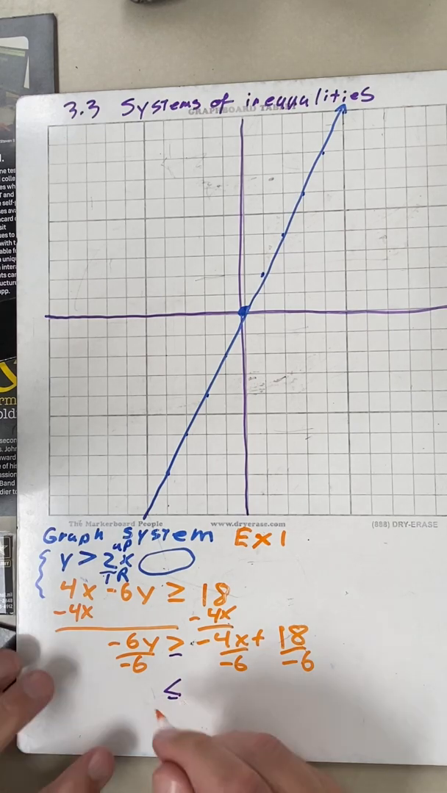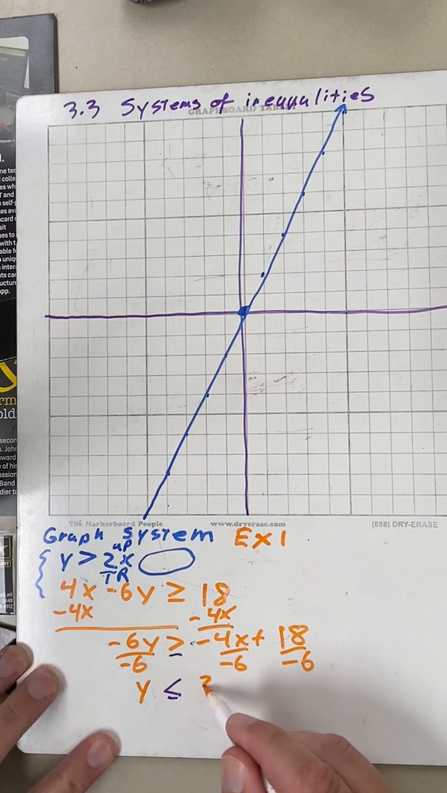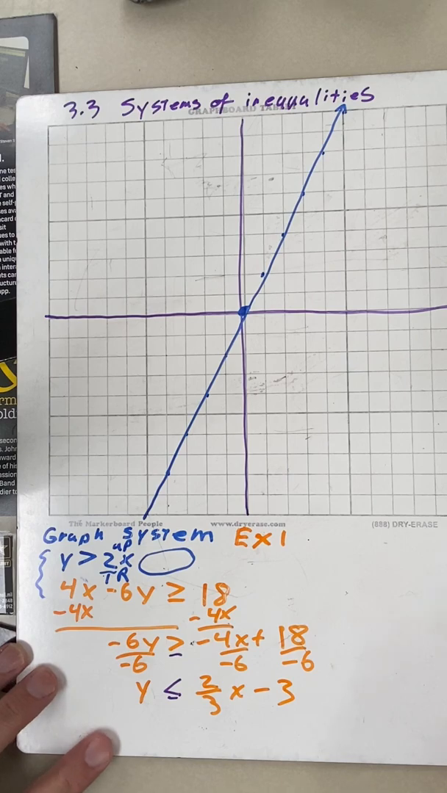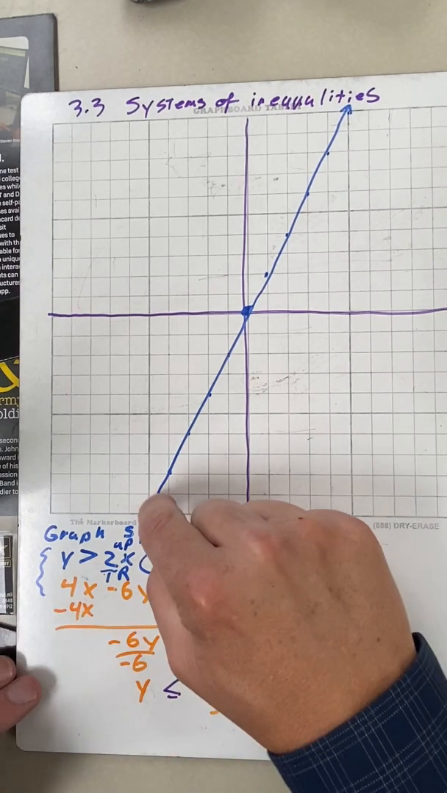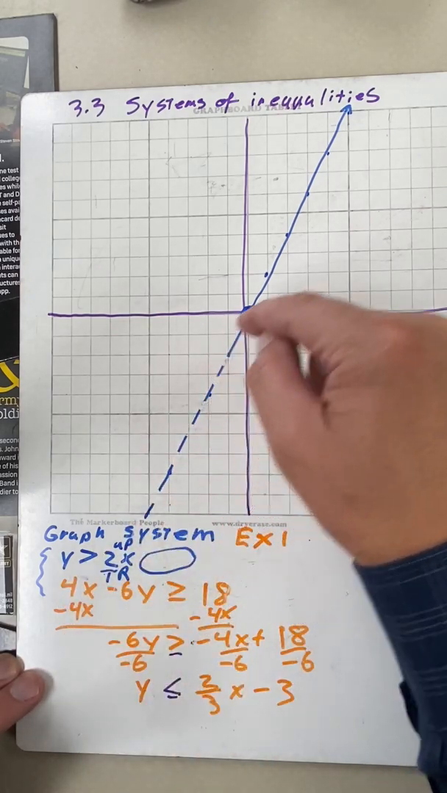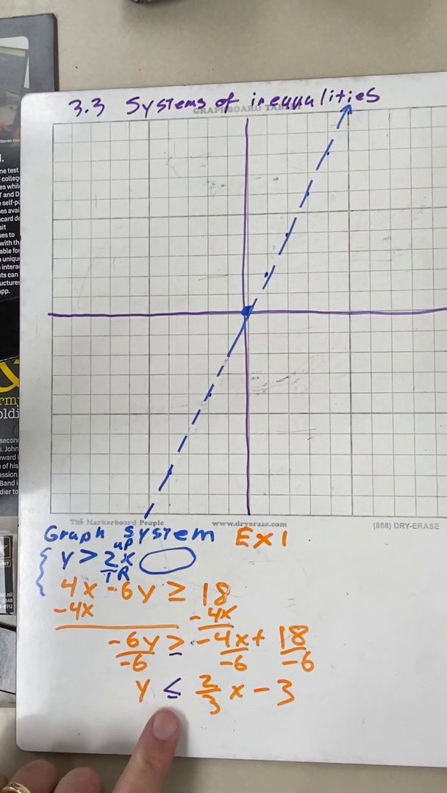My final answer now will be y is less than or equal to, -6 is canceled, negatives will cancel over here, and 4 over 6 will reduce to 2/3. Positive 18 and -6 will simplify to -3. So in this case, oh, I screwed up on the blue equation, guys. There should be a dashed line because there's no bar underneath there. So we'll do that. This one, however, is going to be solid because of the equal to.